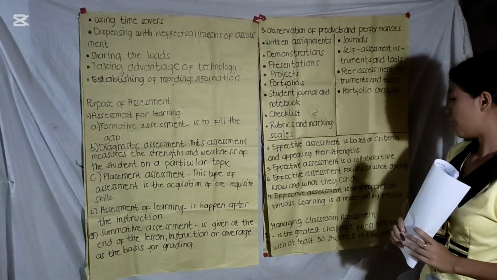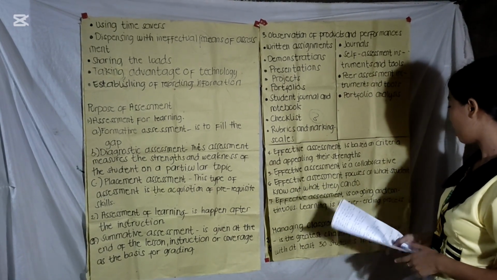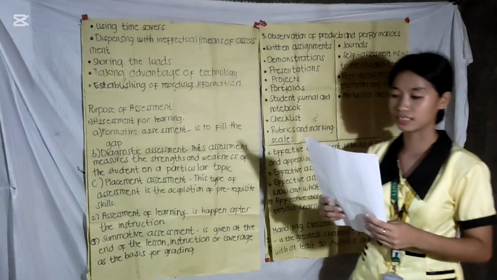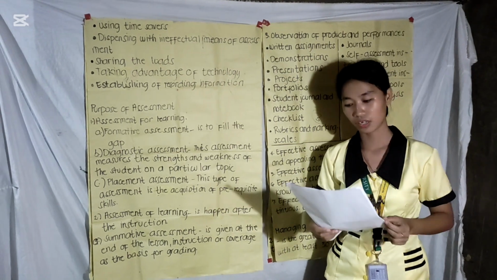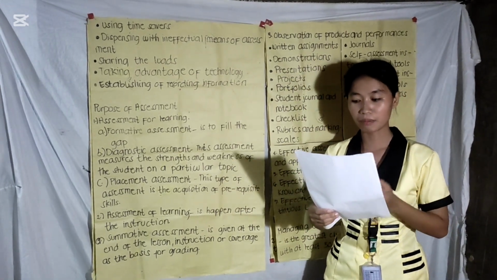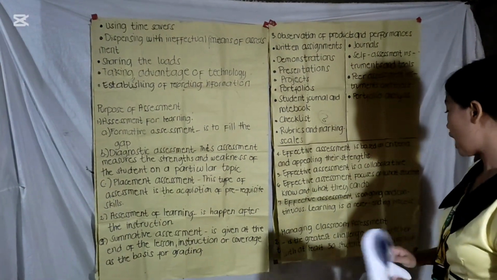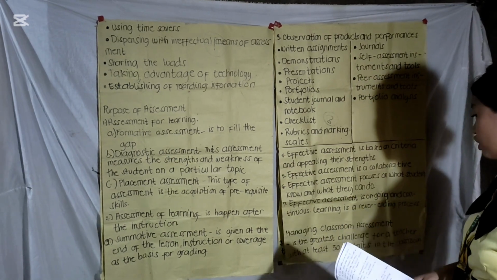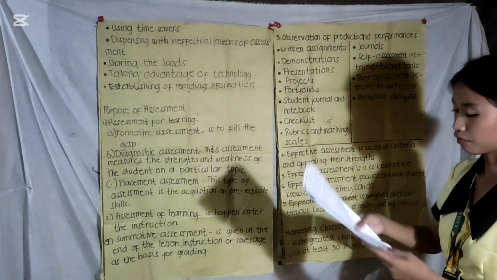Number 7, effective assessment is ongoing and continuous. Learning is a never-ending process. Therefore, assessment is a never-ending process too, because as long as there are learners, there shall be teachers who also assess them. Managing classroom assessment is the greatest challenge for a teacher who has at least 50 students in the classroom.